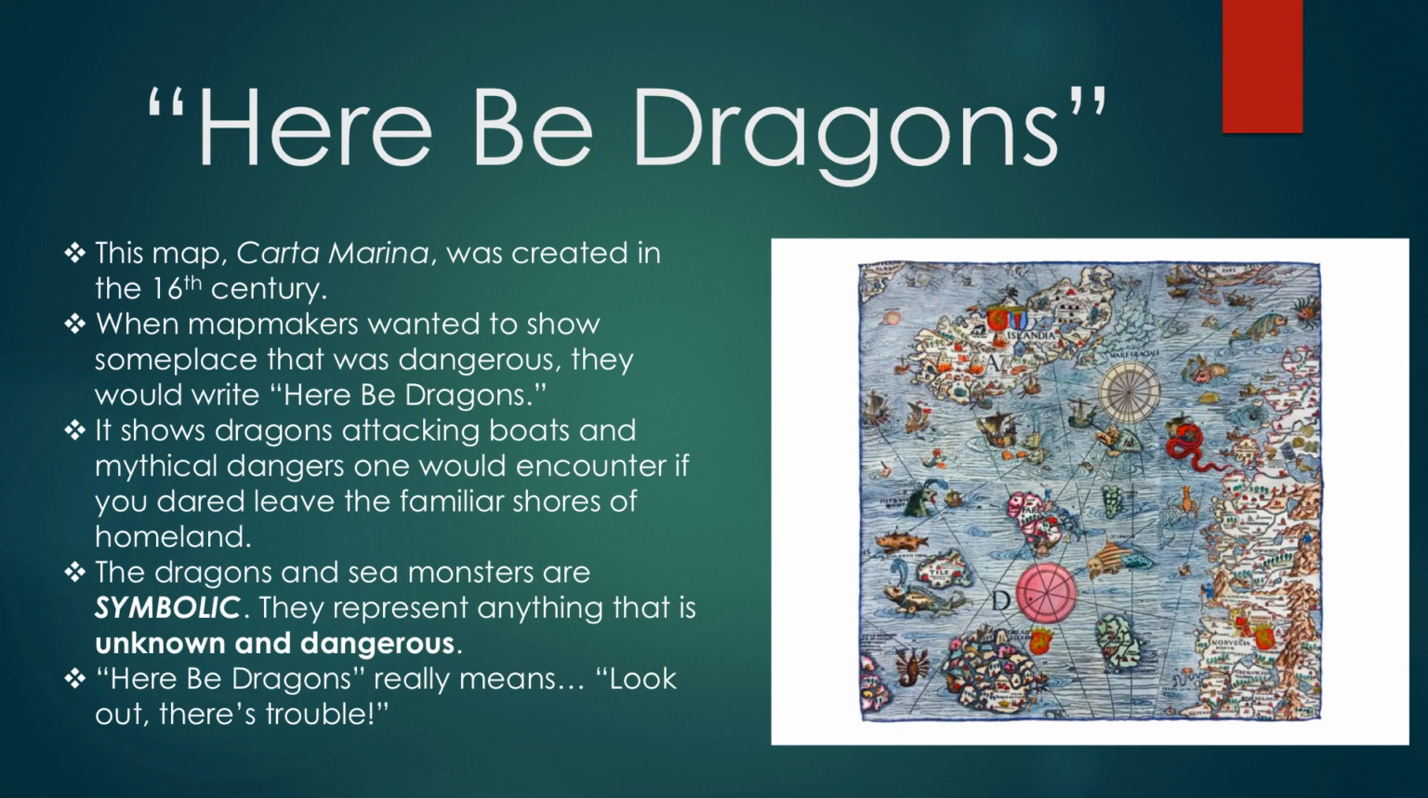This shows dragons attacking boats and different kinds of mythical creatures that one would encounter if you dared to leave the familiar shores of your homeland. And by homeland, you see Europe over here, we see Spain, and then we see Iceland up here, and then England would be up here. So it was kind of like a warning. The dragons and the sea monsters are symbolic. They represent anything that is unknown and dangerous. Here be dragons really means look out. There's trouble.